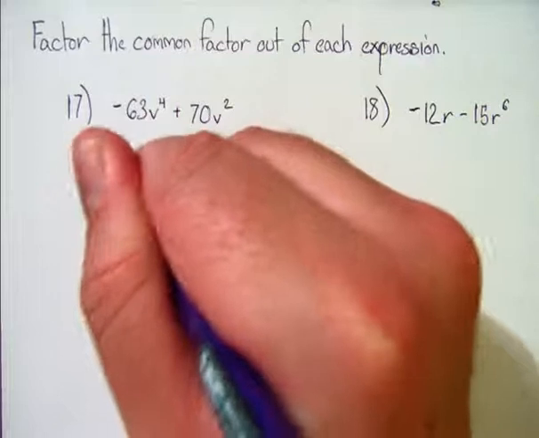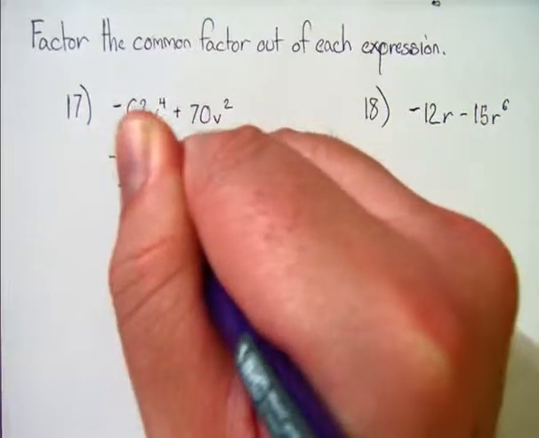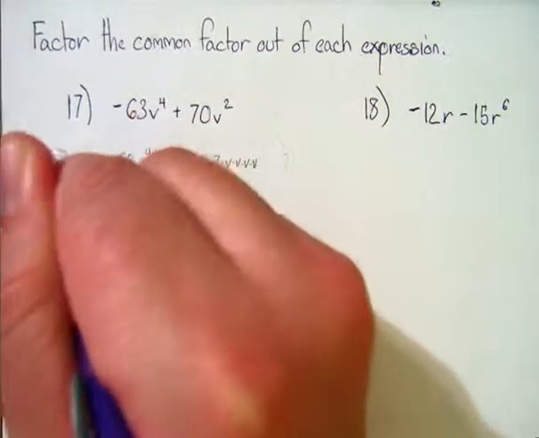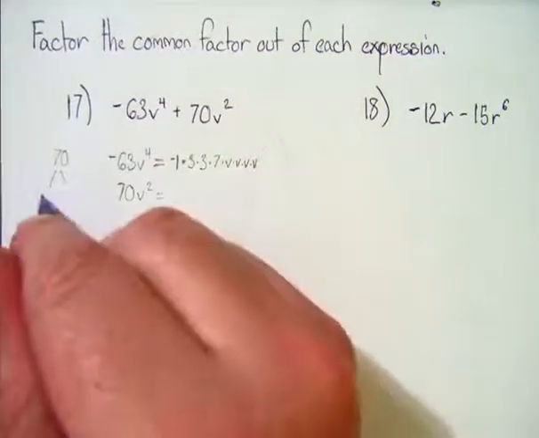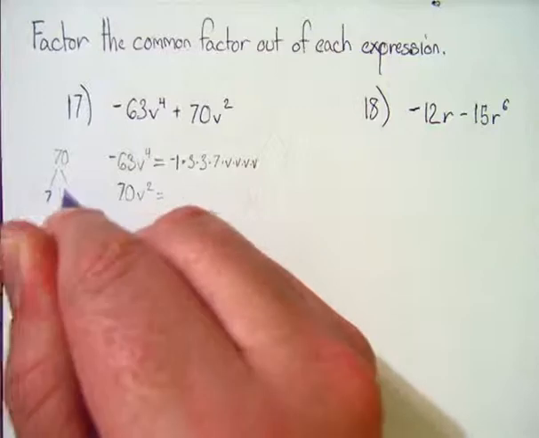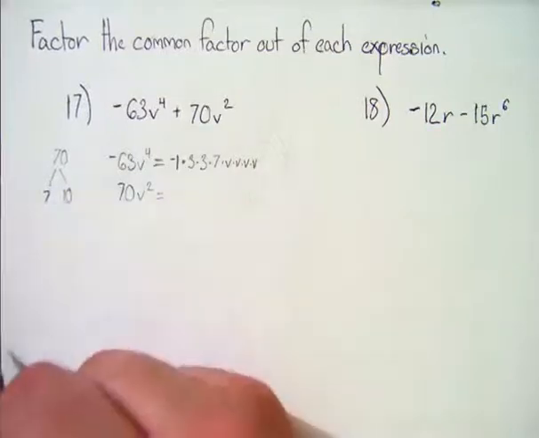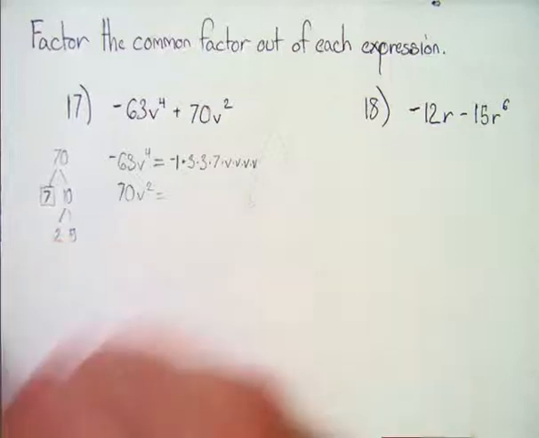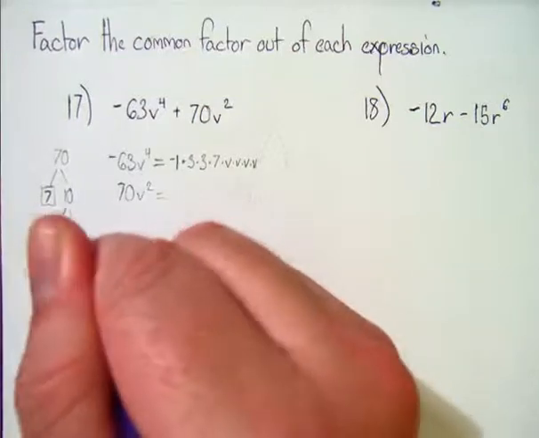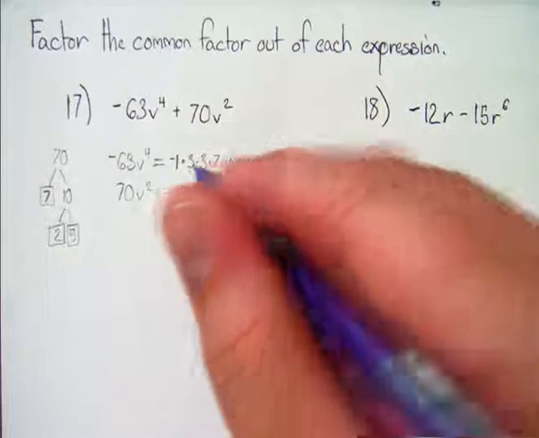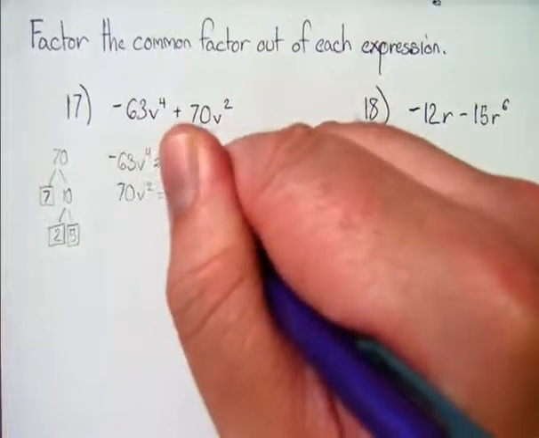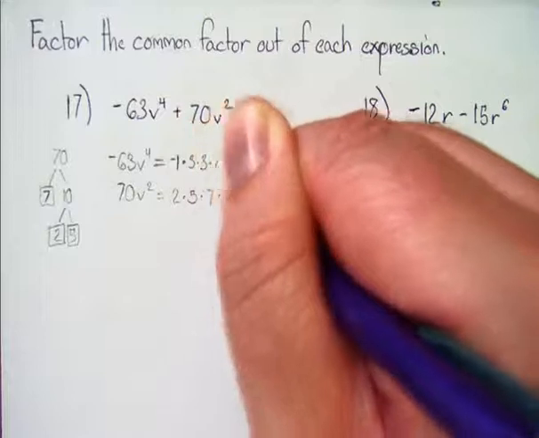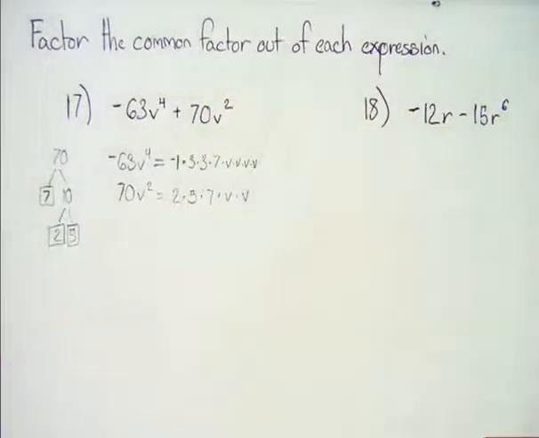Now we're going to do the same thing with 70v squared. We need the prime factorization of 70. You just need two things that multiply together to give that. 7 times 10 would be the obvious ones. 7 is prime. 10 is 2 times 5. 2 is prime and 5 is prime. So 70v squared is going to be 2 times 5 times 7 times v times v.